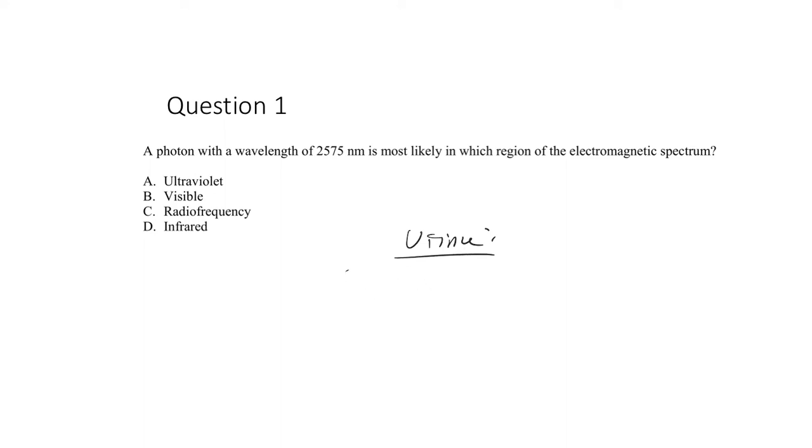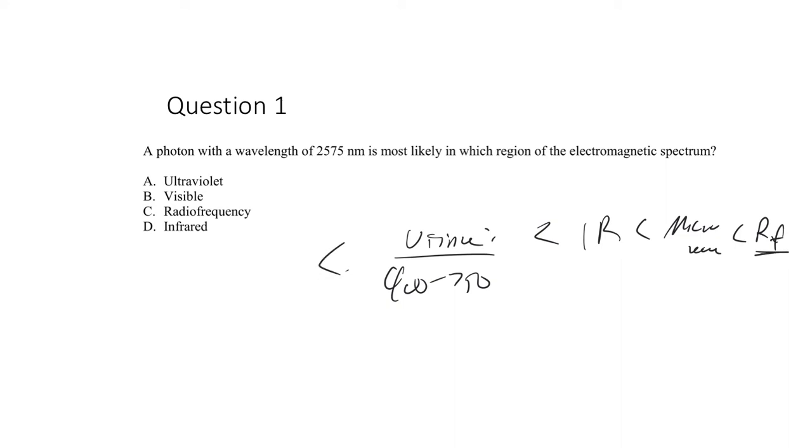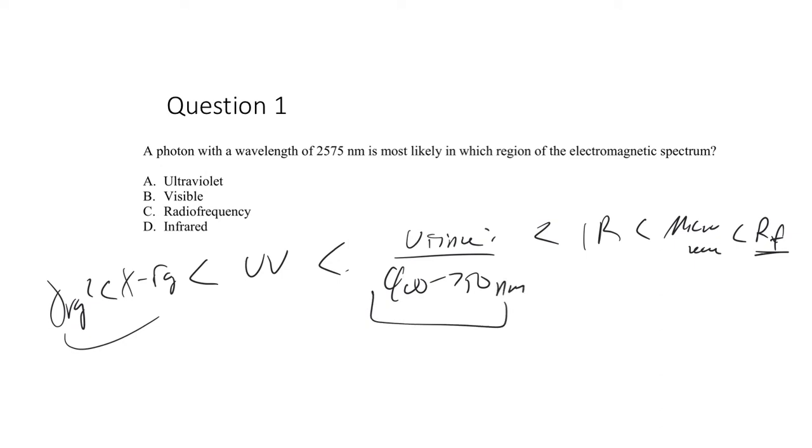And then we would go higher wavelength would be the IR, then microwave, and then radio frequency being actually really long wavelength, about a meter in distance. And then shorter wavelength would be UV, and then X-ray and gamma ray. So really high energy, low wavelength here, in the middle, visible.